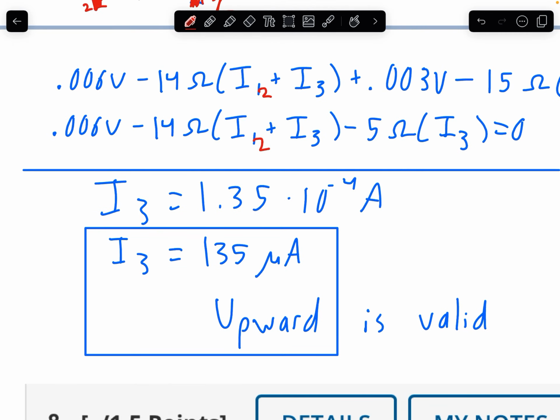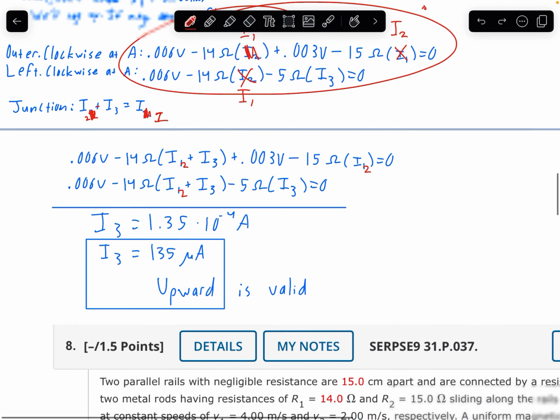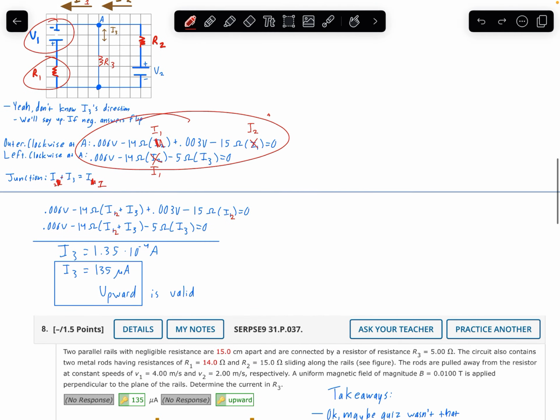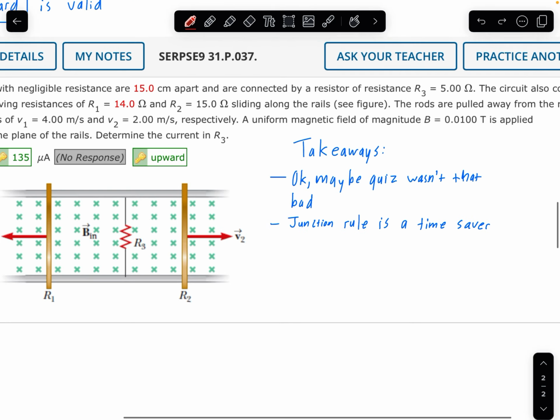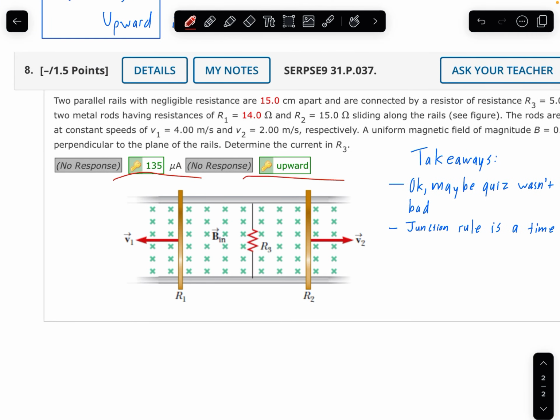I3 equals 1.35 times 10 to the negative fourth amps. Put in terms of microamps, we get 135. The current was not negative, so we can keep that upward direction. And that is correct. I checked on the website.